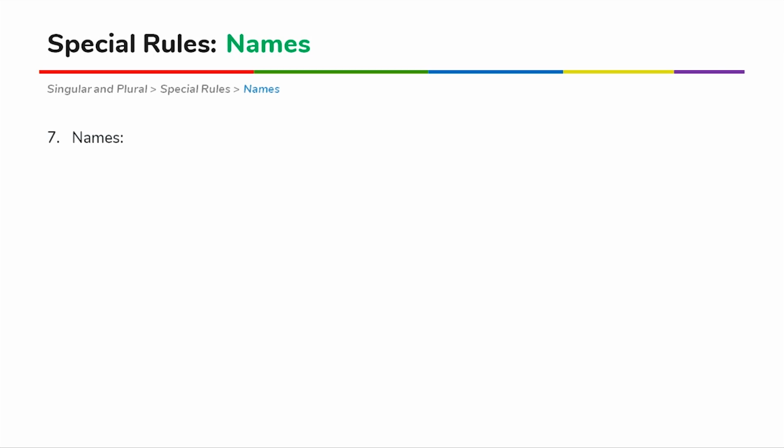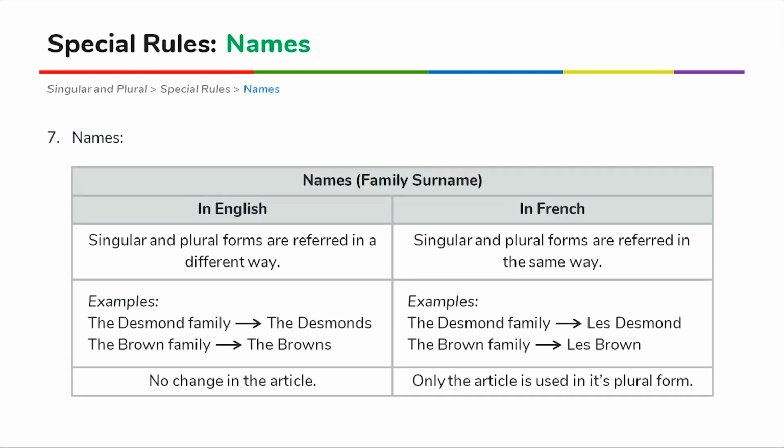Names. In French, the family surname always remains the same for the singular and the plural form. This is exactly the opposite in the English language. Examples: in English, the Desmond family is referred to as the Desmonds, whereas in French, it is referred to as les Desmond. The Brown family is referred to as the Browns, whereas in French, it is referred to as les Brown. Observe that only the article preceding the surname is used in its plural form, that is, les in this case.